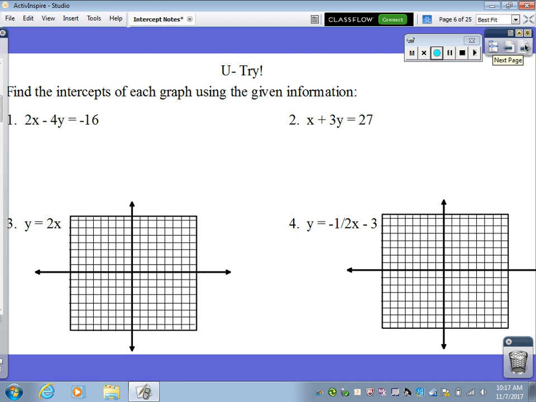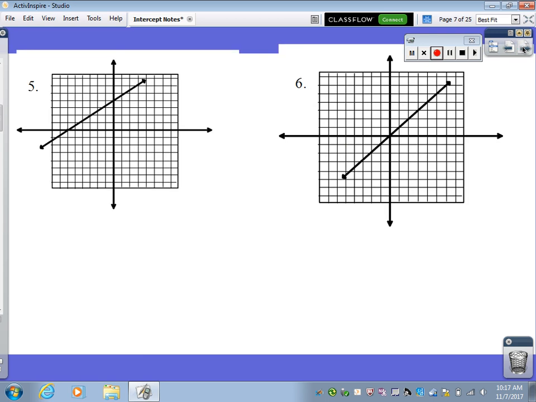So right now, here are your You Tries, the first 4. Take a second and copy those down. You can pause the video if you need more time. And then your last 2 You Tries are just lines that you already have on your paper. Find your points on each axis and write your points of intersection. Okay, if you need any help, make sure you're coming in the morning and we'll go over all this again next class.